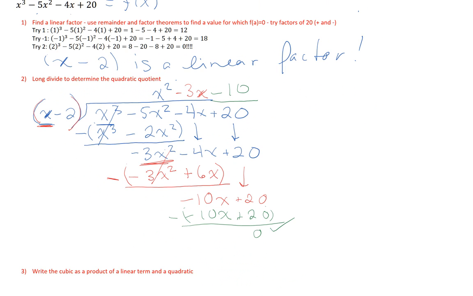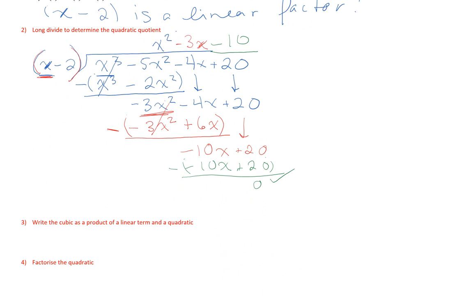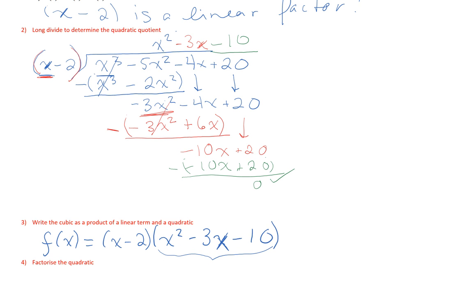So, now I want to write the cubic as a product of the linear term and the quadratic. So that means right now I know that f of x is x minus 2 times x squared minus 3x minus 10. It's kind of messy. So, now I just need to get this guy factorized.